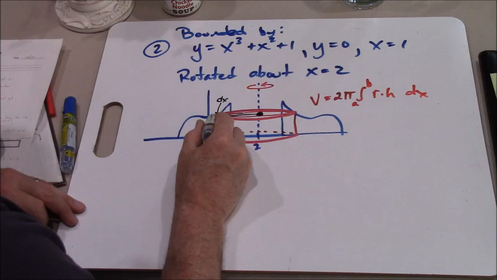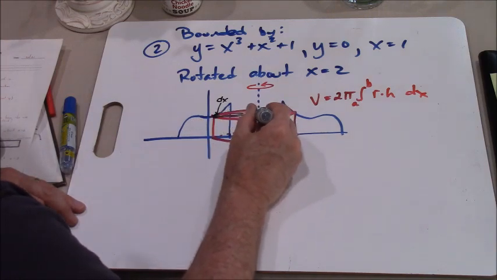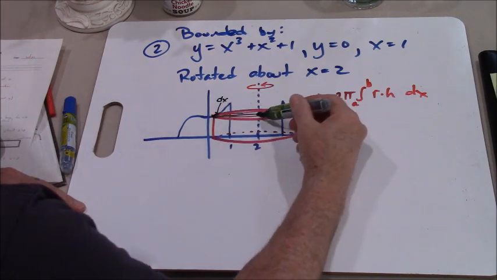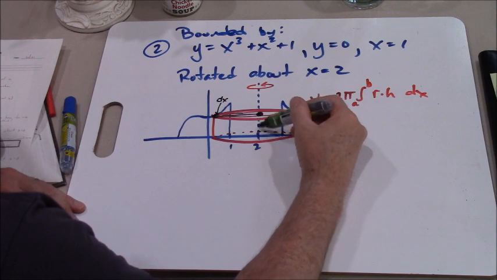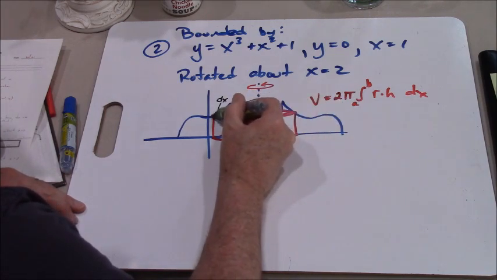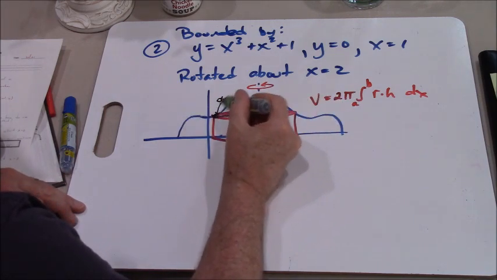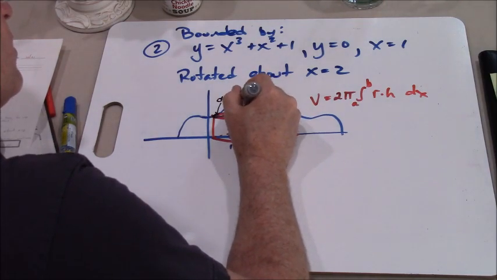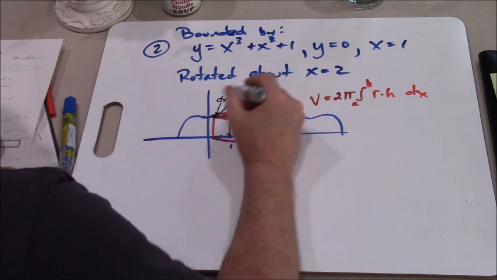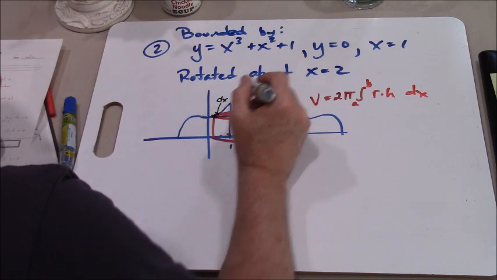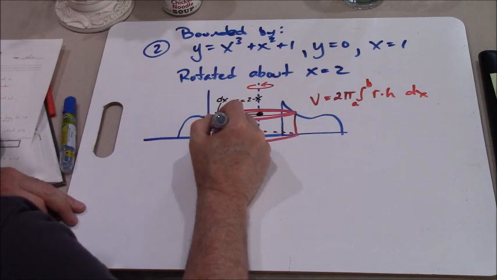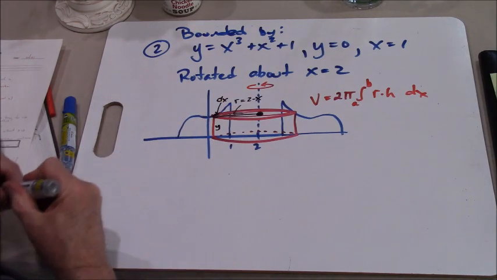And since it doesn't start on the x-axis, I've got to think of this as this x value minus this one. Well, this x value never changes. It's always at 2. This one will change as this point slides along the curve. So we want to call that radius 2 minus the x value. And the height right here would just be whatever the y value is.